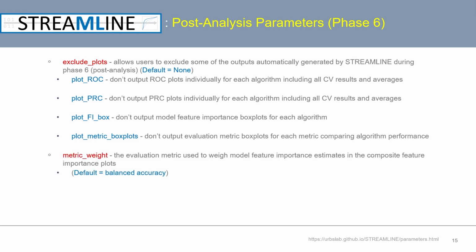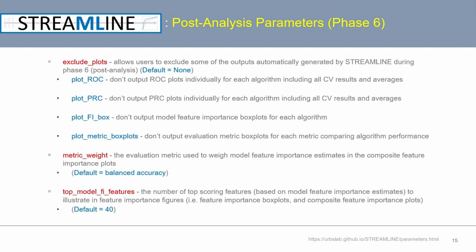The metric weight run parameter defines the evaluation metric used to weigh model feature importance estimates when generating the composite feature importance plots. Its default is to use balanced accuracy. And top model FI features specifies the number of top scoring features based on model feature importance estimates to illustrate in feature importance figures, including feature importance box plots and composite feature importance plots. Its default is set to 40 features.